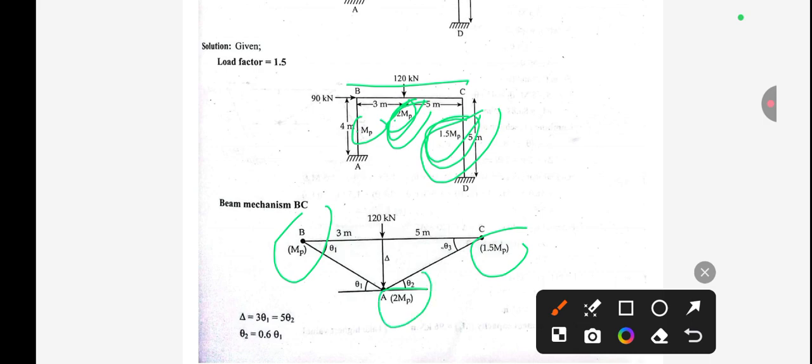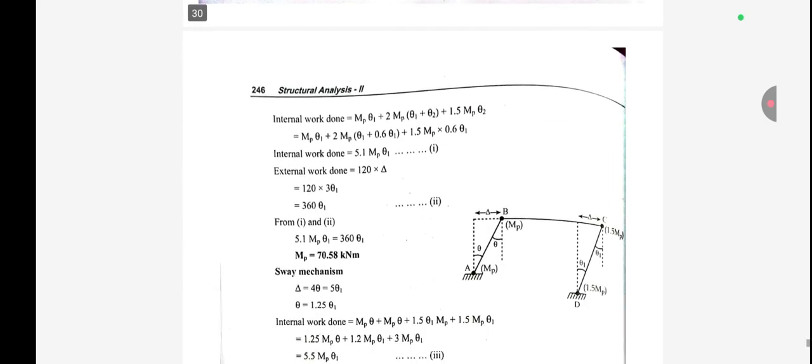Okay. So in this way we have to take the value of MP, and always remember whenever two sides and two different MP values are given, then you have to always take the smaller one. Okay, keep in mind.